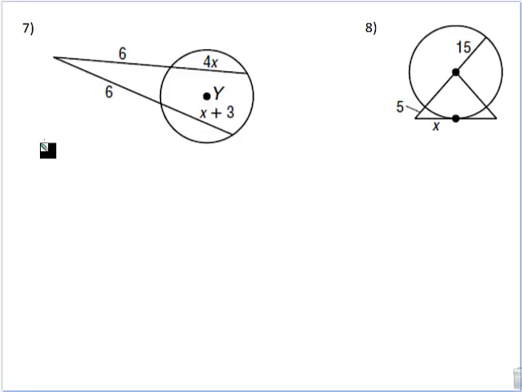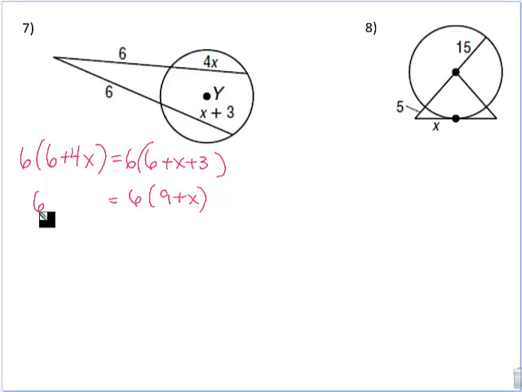Okay, so this first one here would be 6 plus 4x times what? Times 6 is equal to? One on the right, can you make it 9 plus? Okay, so let's make it 9 plus x. That's good. And then what? We can distribute, certainly. Is there something else we could do here? Try to think smart mathematically.